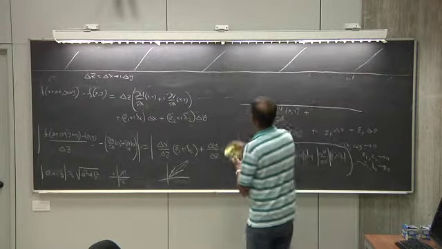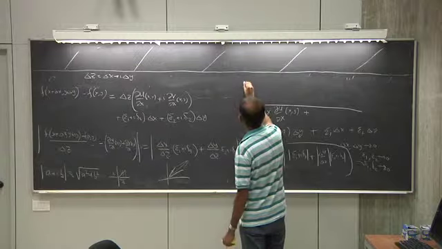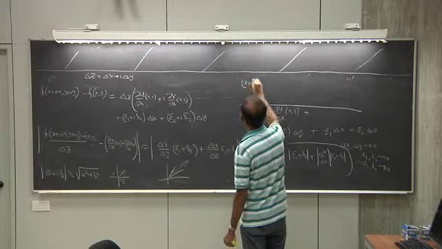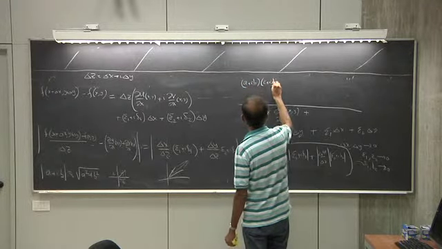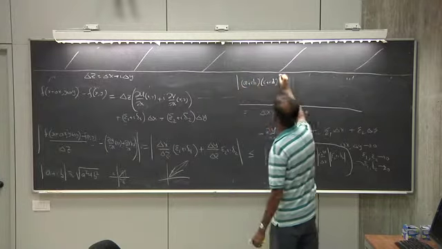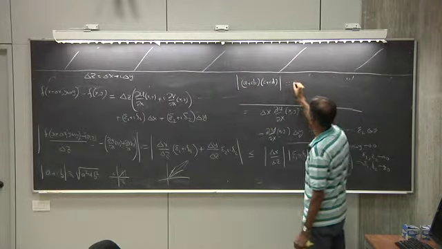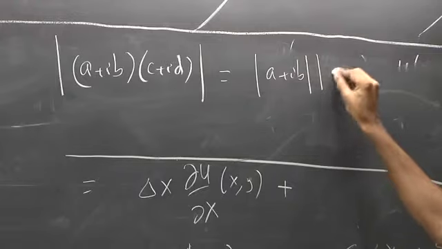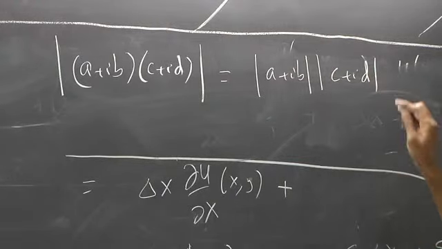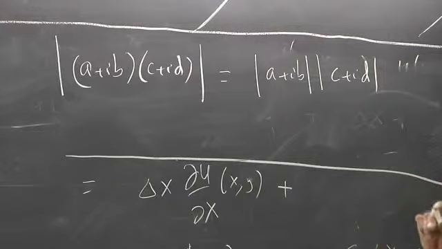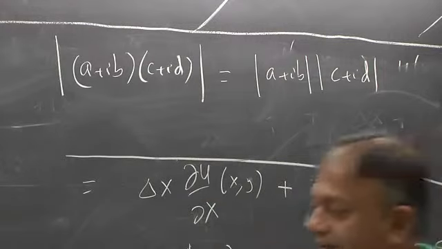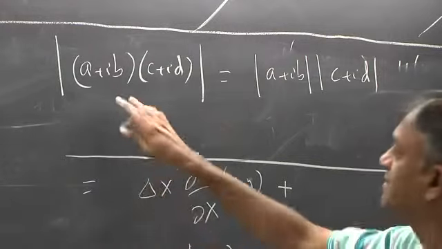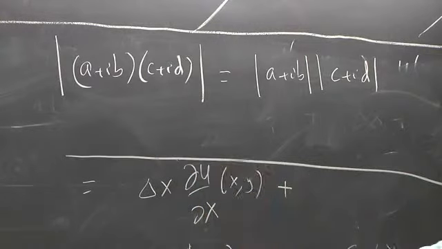Okay. So what I'm saying is that if I'm given two complex numbers, say a plus ib times c plus id, its length is the same as the length of a plus ib times the length of c plus id. That is so because after all, what is length? Length is you take the complex number, multiply by the complex conjugate of that number and take the square root, right? After all, that's what this is.